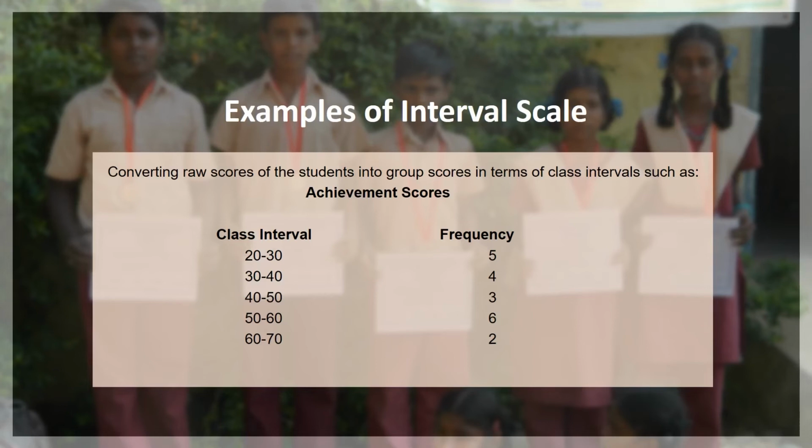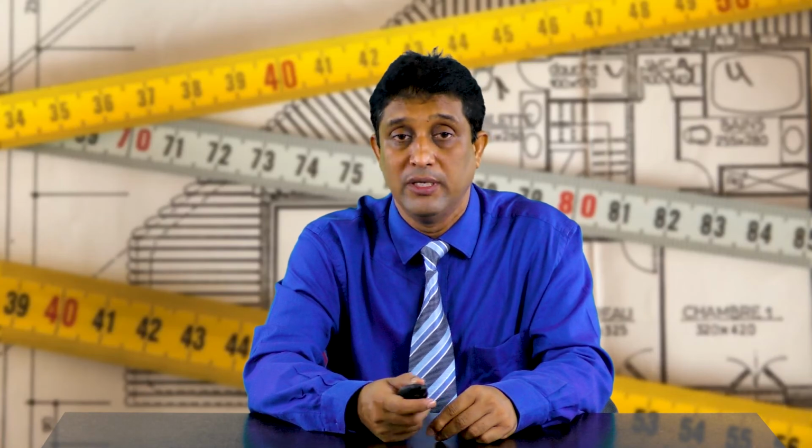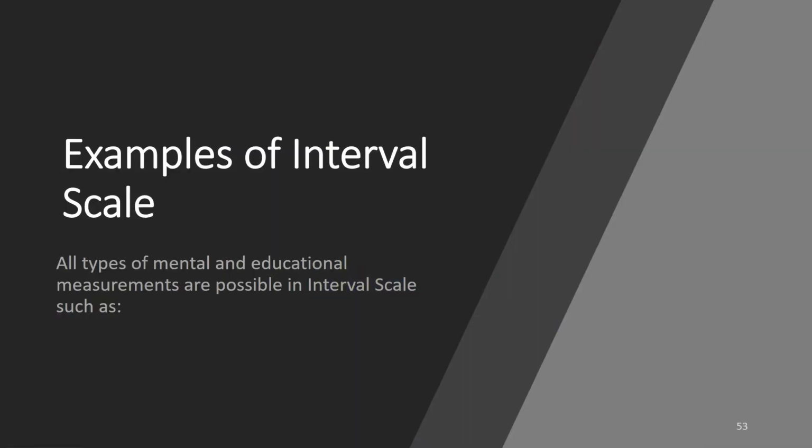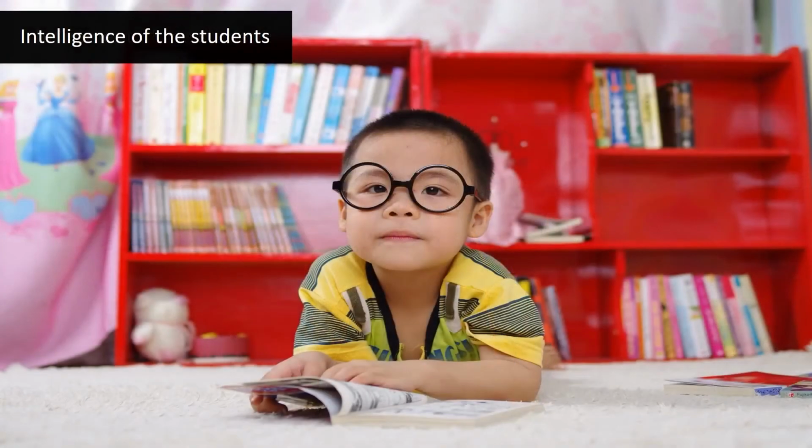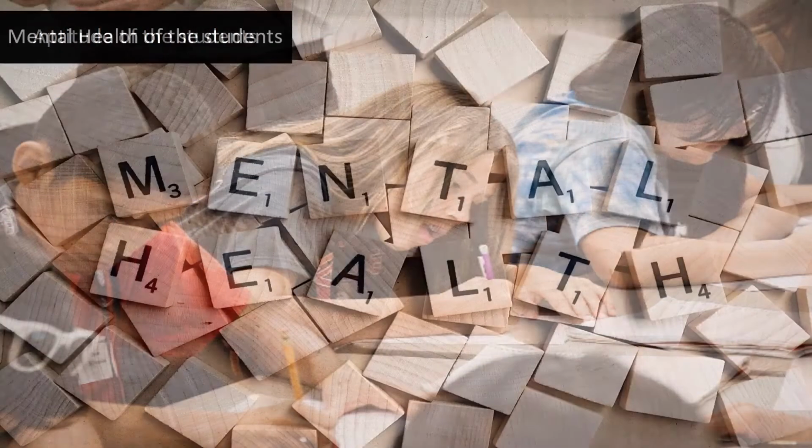Then accordingly you can just convert raw score into group score in terms of class intervals. We can give certain example. I have already said that here the 0 point that we will use is just like an arbitrary 0 point, that is not the true 0 point, that is not the absolute 0 point. So here we can say that all types of mental and educational measurements are possible in interval scale, such as achievement of the students, intelligence of the students, aptitude of the students, and mental health of the students.